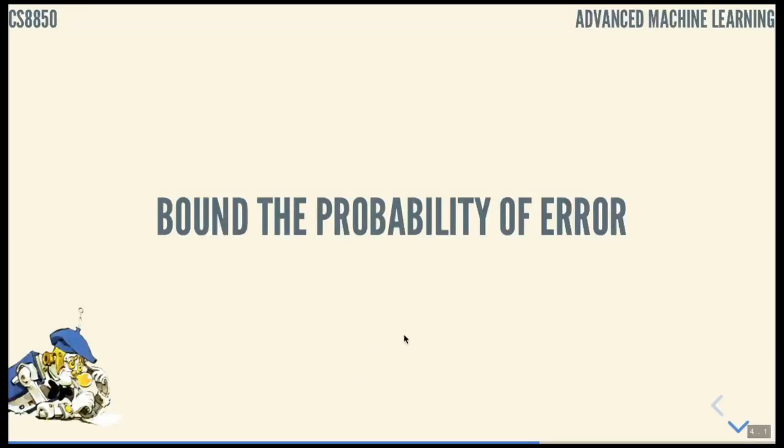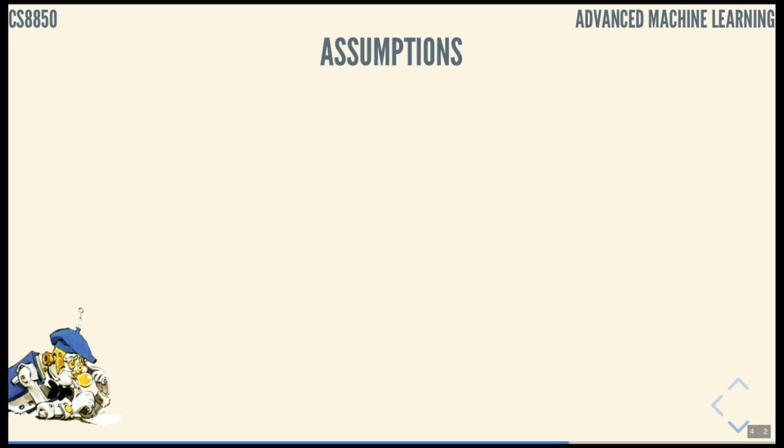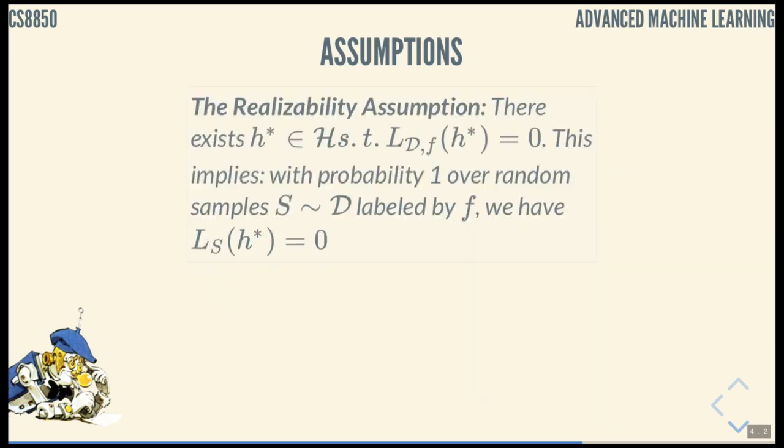Okay, now that we have set up everything, we have our loss, we have our definition of all the moving pieces, we have inductive bias, the limited class of classifiers. We now want to bound the probability of error that a classifier makes, or a learner returning a classifier leads to. So for that, let's make a few assumptions.